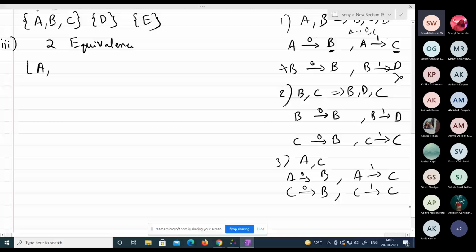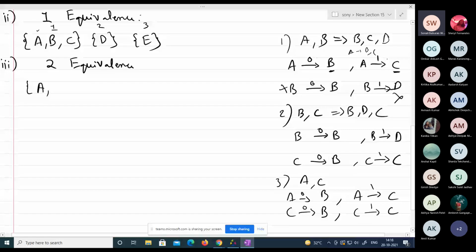So it means now you check. A on 0 is giving me B, A on 1 is giving me C. B and C are members of the same group. It means we have included A, so that is our correct decision. Now you check for C. C on 0 is giving me B and C on 1 is giving me C.